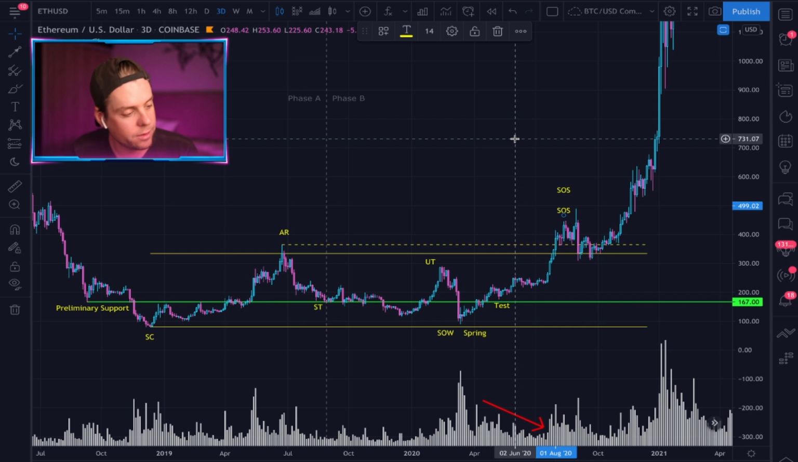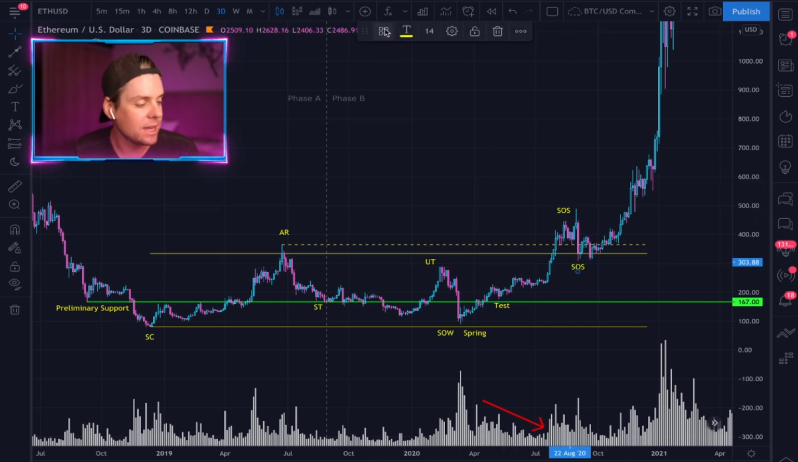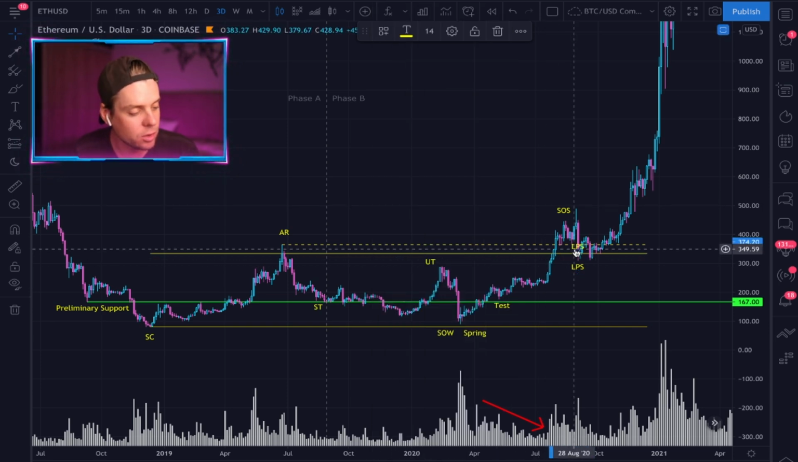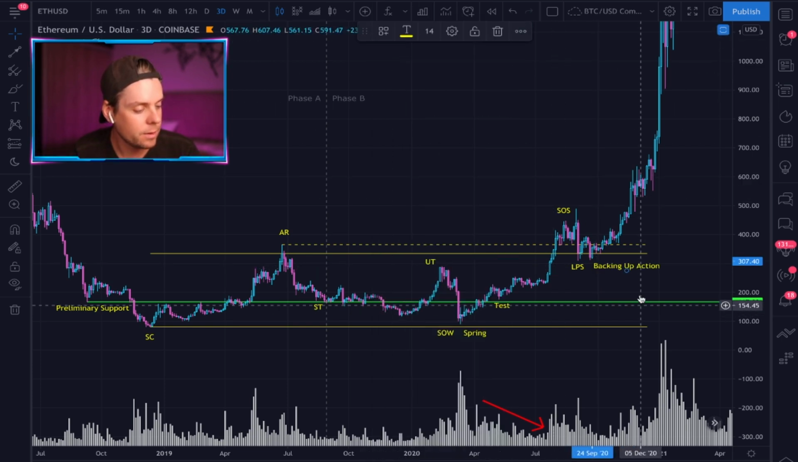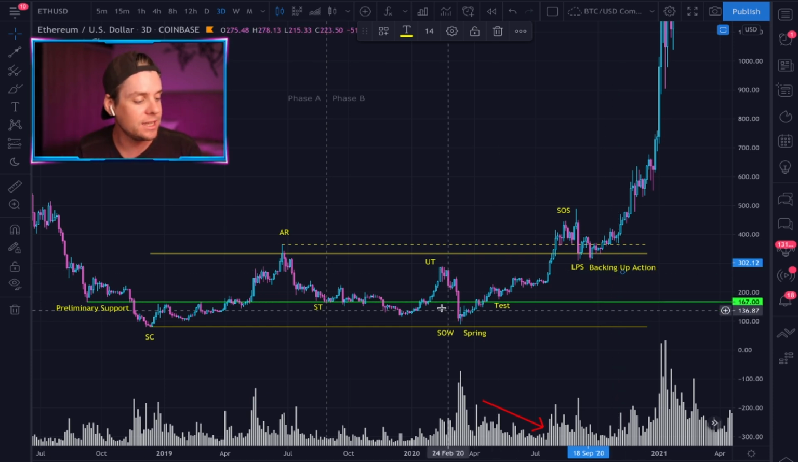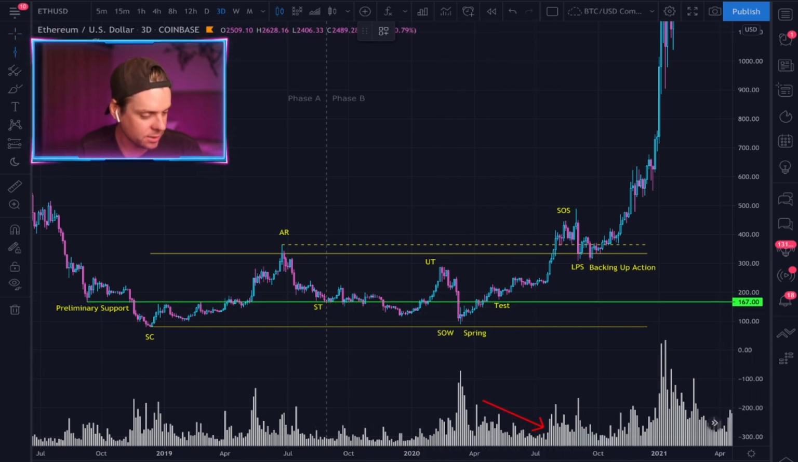After the sign of strength, you have to come down for an LPS. LPS is the last point of support. This LPS is also a part of the backup. So we're going to mark it backup. The backing up action is just testing the previous resistance as support, confirming the sign of strength, confirming the exit of the trading range, and confirming phase C is complete. Actually, phase C would be complete after the test. So let's go ahead and mark out phase C.